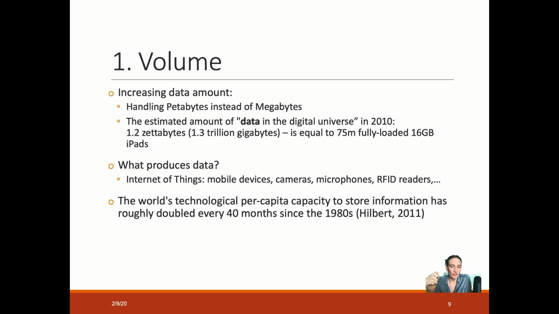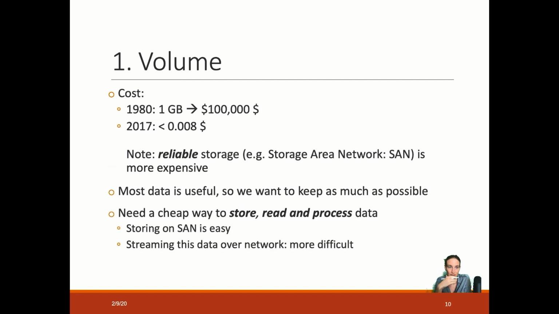Okay. So there's been some people trying to capture just how much data we have. It's pretty much impossible. But Hilbert, for instance, said that the world's capacity per capita to store information has roughly doubled every 40 months since 1980s. If we look at the cost for 1 gigabyte of data back in 1980, that would have been $100,000. In 2017, it's $0.008. It's even less today.